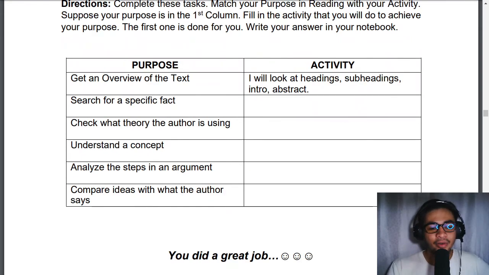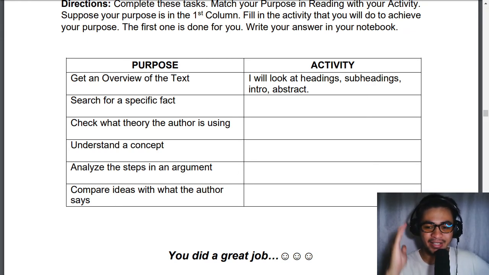So, you're going to copy that table. Is that clear? You're going to copy the table given in your activity notebook. You're going to copy the table sa inyong activity notebook. Nagets ba? Kung nagets, proceed ta.